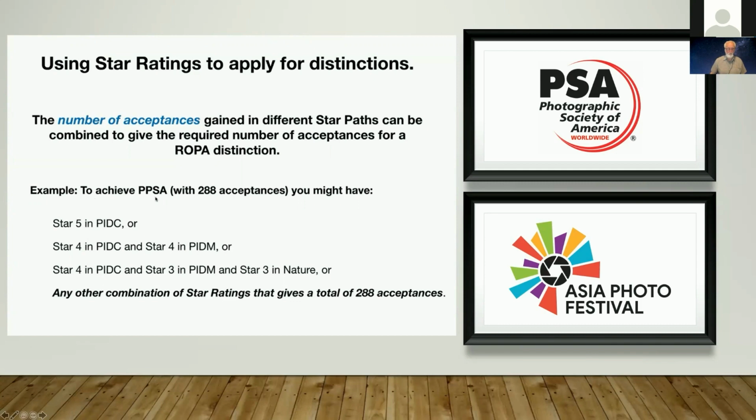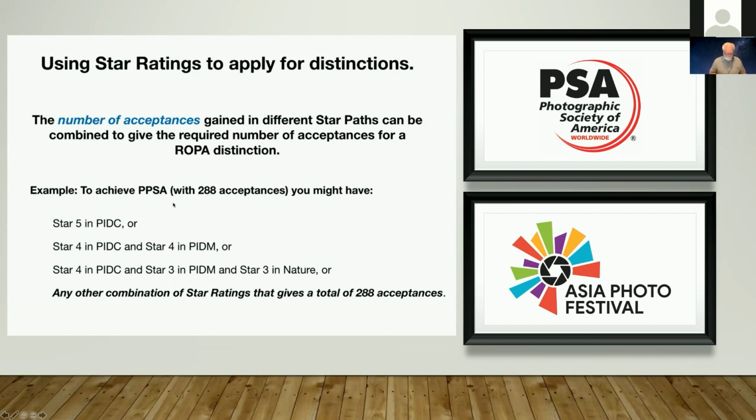And here's an example. PPSA, 288 acceptances needed. You could get that just from star 5 in PIDC, for example, or 2 star 4s, because each star 4 means you've had 144 acceptances verified, or you might have a star 4 and 2 star 3s. That would still add up to 288 acceptances, or any other combination that will get you to 288 acceptances will allow you to apply for PPSA. And it's a simple process.